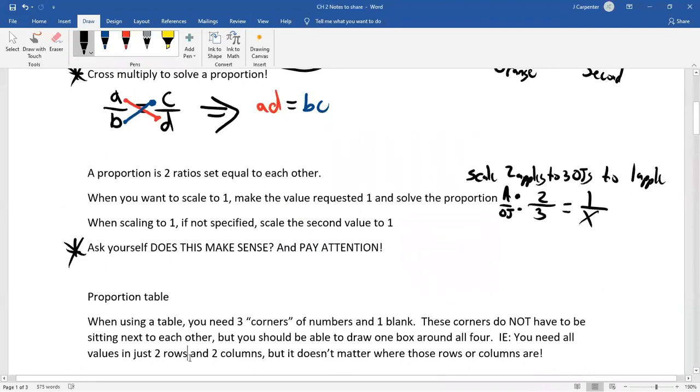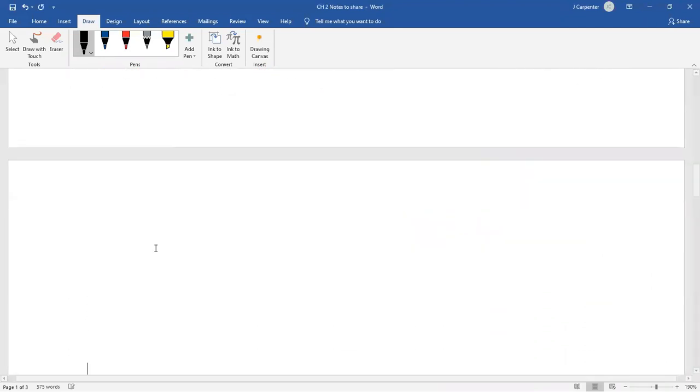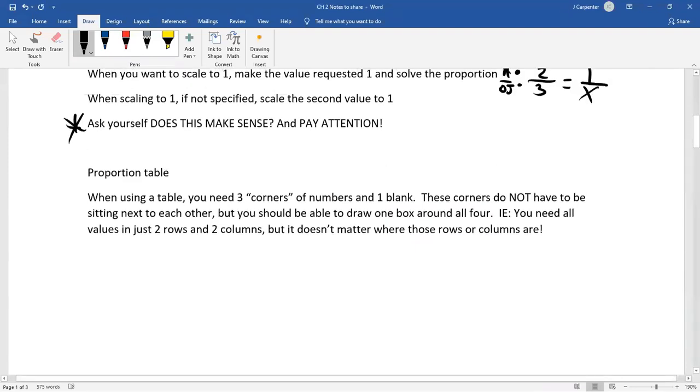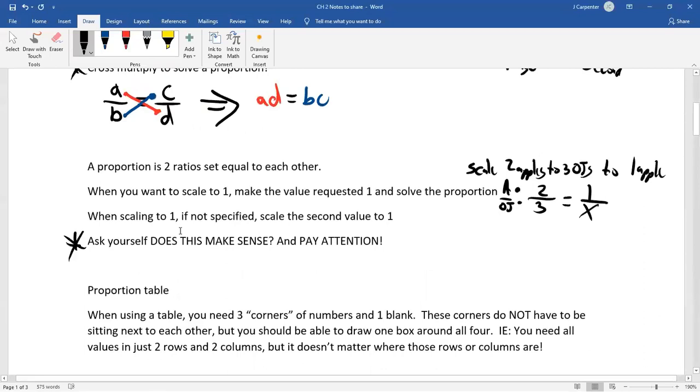Lots of space. So what you're going to see a lot in this class is going to be a proportion table.